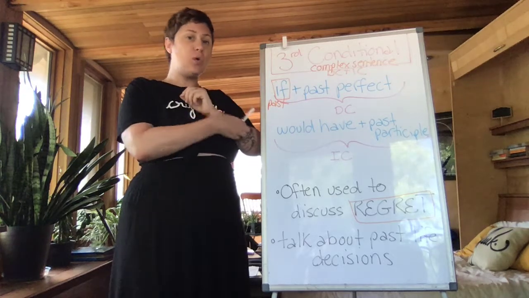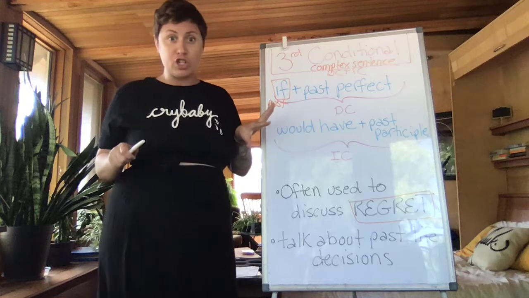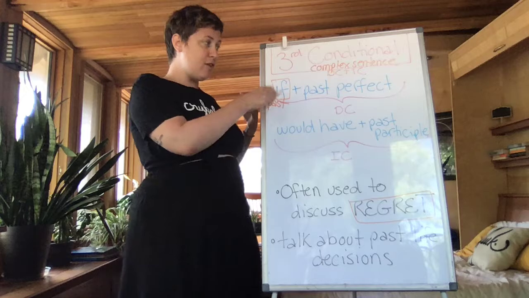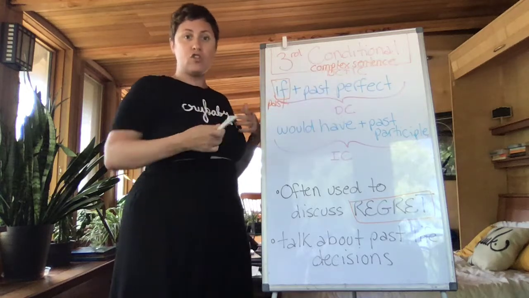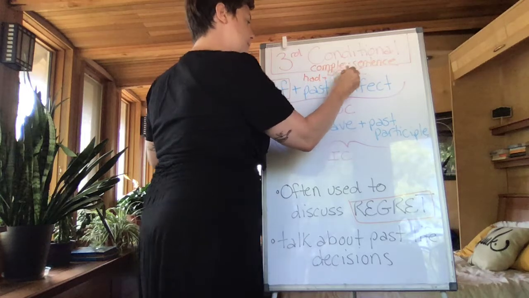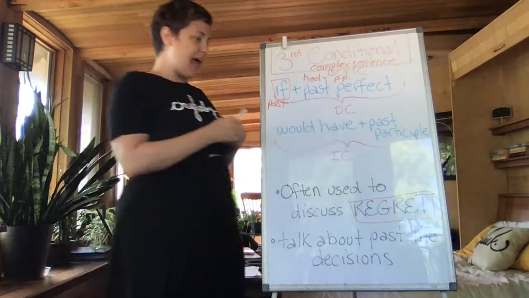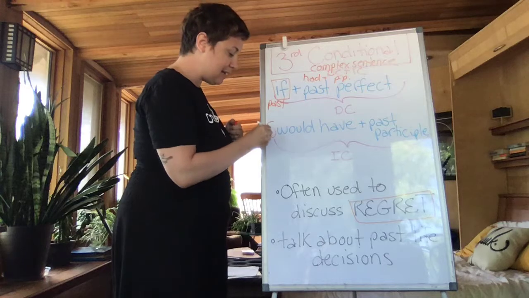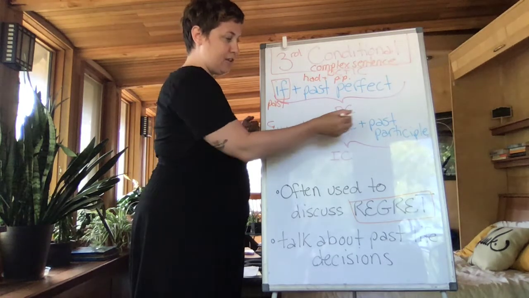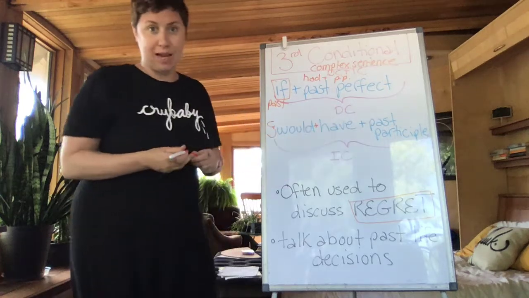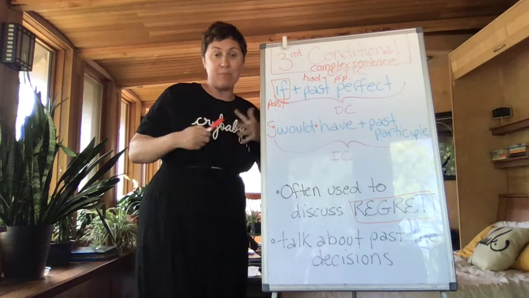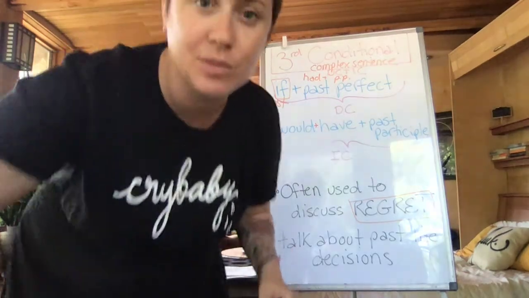All right, so just to be clear, the structure for this conditional is dependent clause, if plus the past perfect. So the past perfect is had plus PP, past participle. And then we have the subject here plus would plus have plus past participle of your main verb in that clause. Seems complicated, but let's look at some examples.